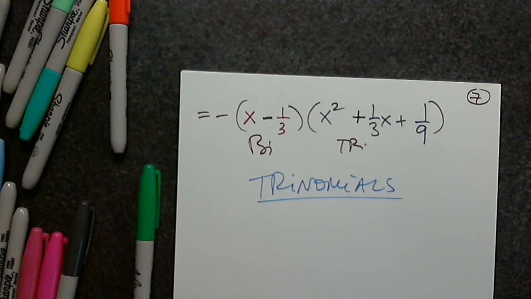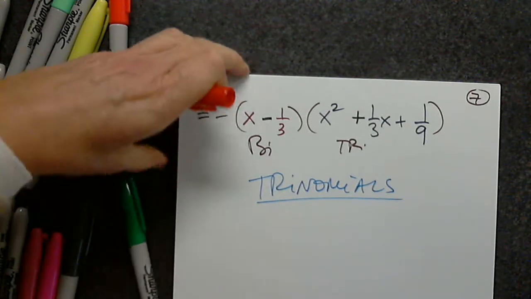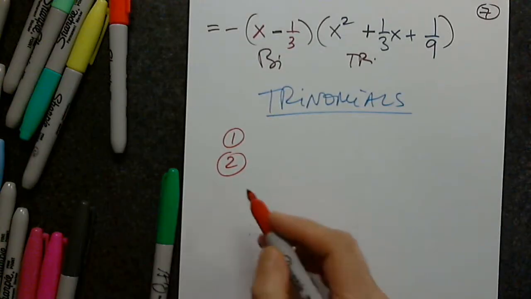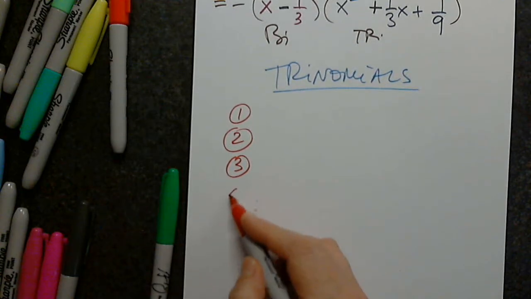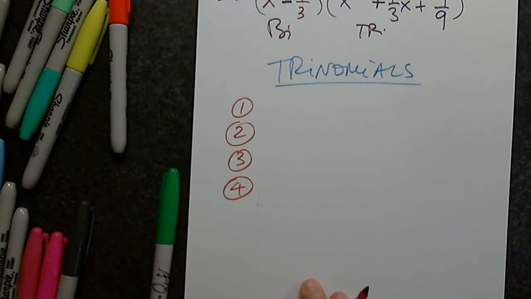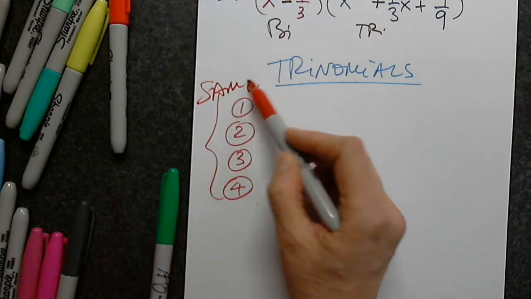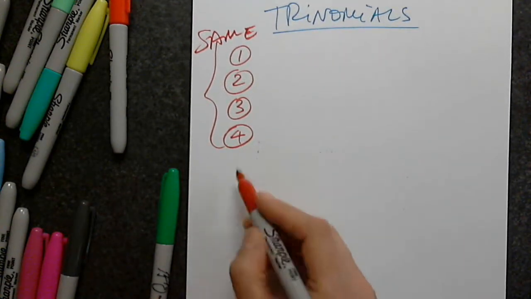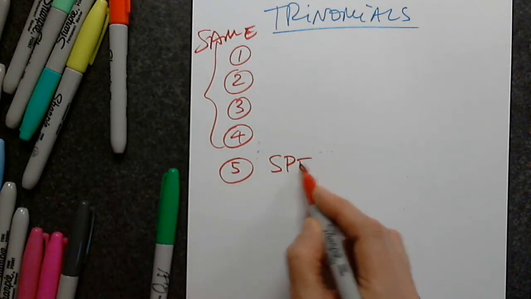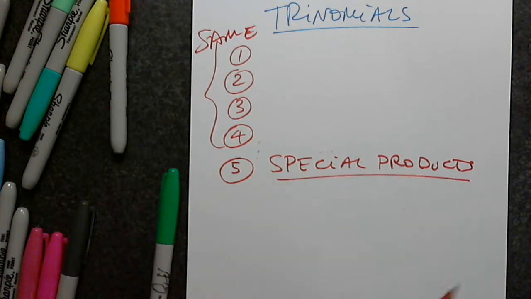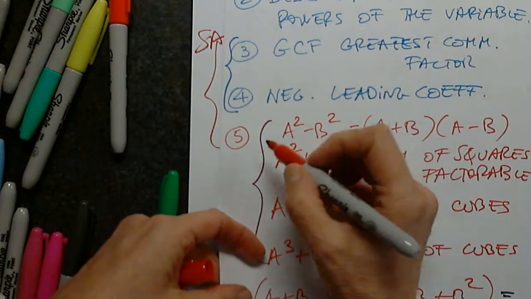Trinomials. Okay, so I go through the same stages, same steps. Number 1, what it is. Number 2, descending order. Number 3, greatest common factor. Number 4, negative leading coefficient. These are the same as before. In number 5, special products. And I should have written here special products for everyone to understand. They're called special products, or formulas, right?